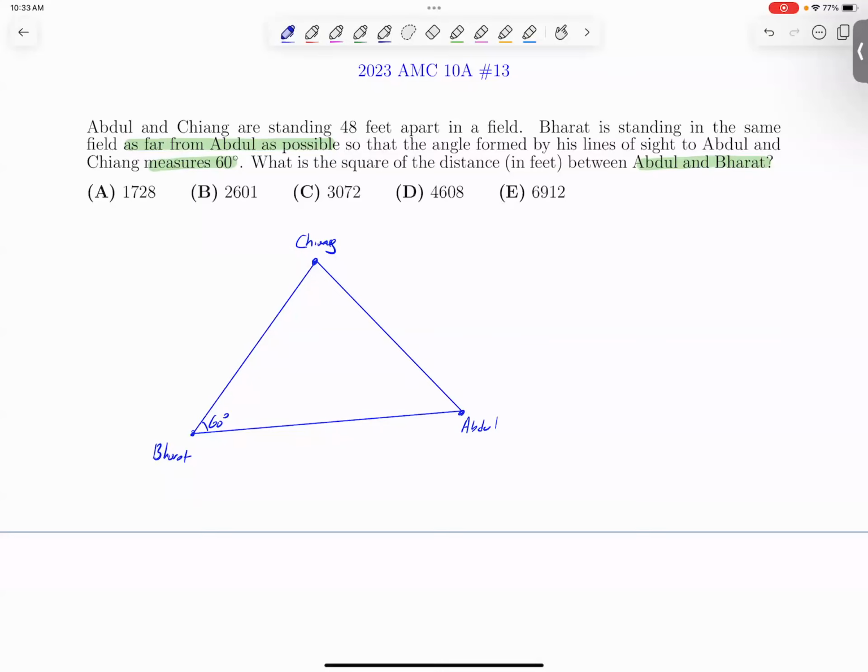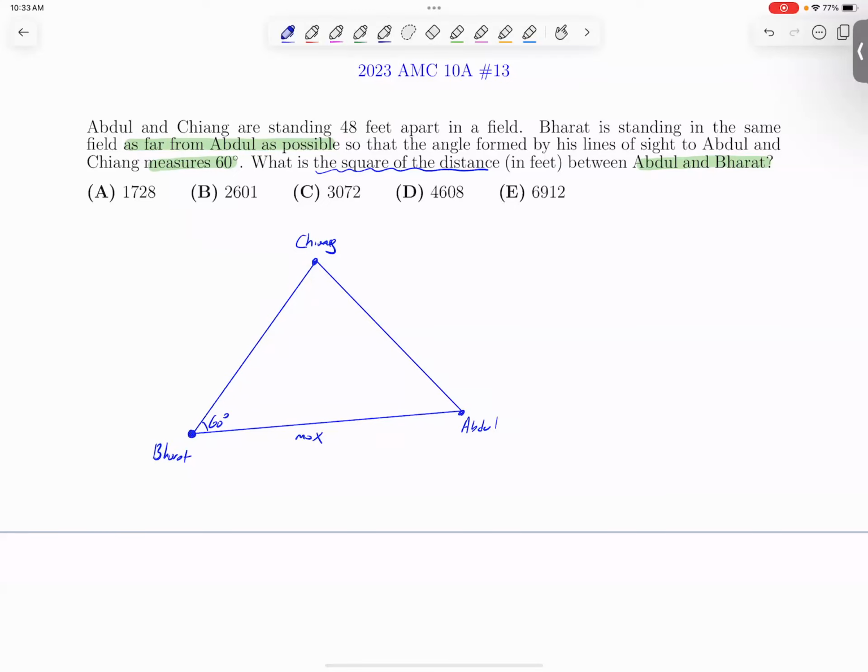Now there are three persons making a triangle. We would like to find the maximum distance between Bharat and Abdul. The maximum distance is the question, actually the square of the distance. We have a triangle here. For any triangle, we can draw a circle. Let's draw a circle that passes through.